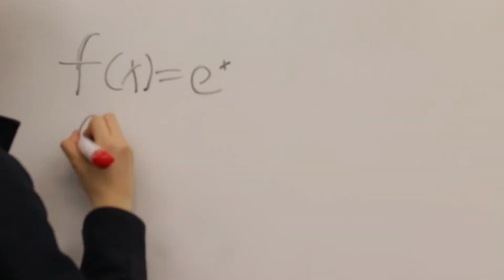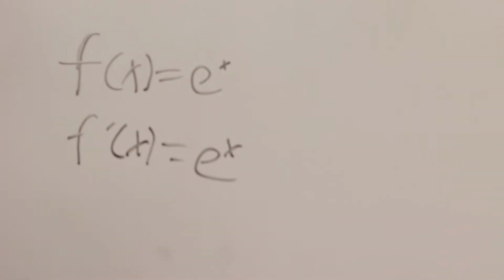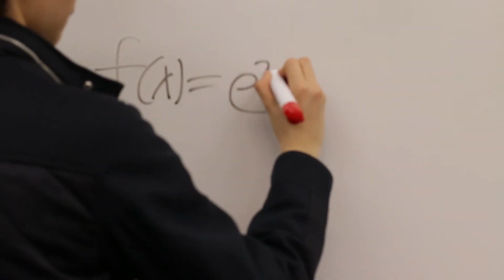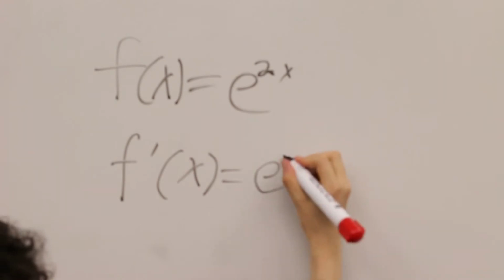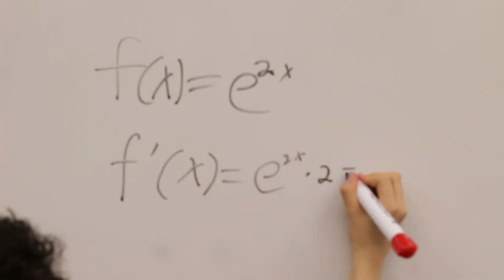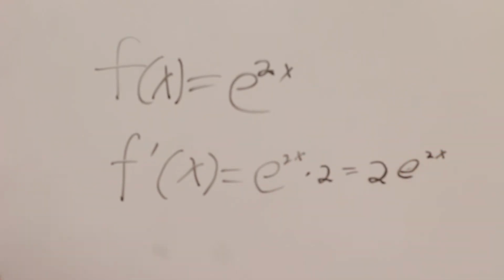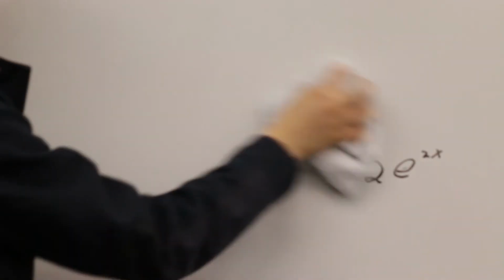The derivative of e to the power of x is e to the power of x. You also use the chain rule for that one. For example, the derivative of e to the power of 2x is the derivative of e and then the derivative of 2x, which would be 2e to the power of 2x.